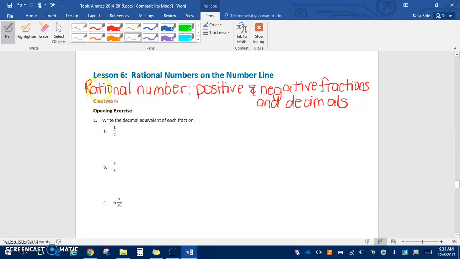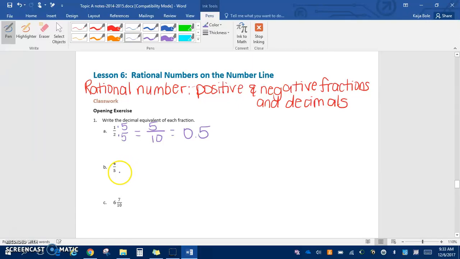It says to write the decimal equivalent of each fraction. So we know our place value for decimals as tenths, hundredths, thousandths. So we want to have our denominator always be something along those lines. So I'm going to make this over 10 by 1/2. So that means I'd have to multiply the bottom by 5 and the top by 5. So I would have 5/10. Right, but now I need to write it as a decimal, and we know that we can write 5/10 as 0.5. If we look at part B here, we have 4/5.